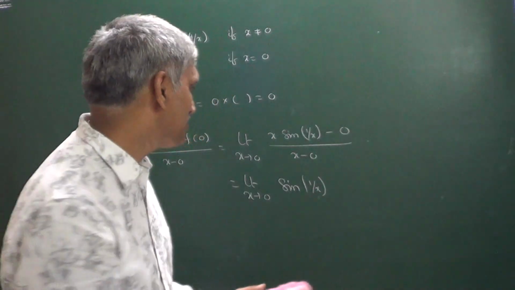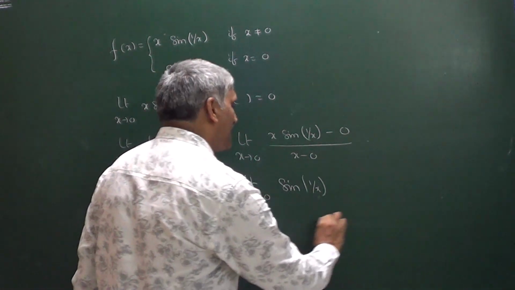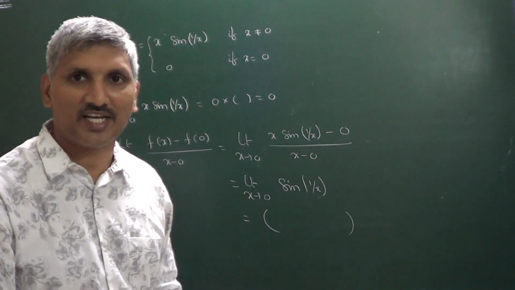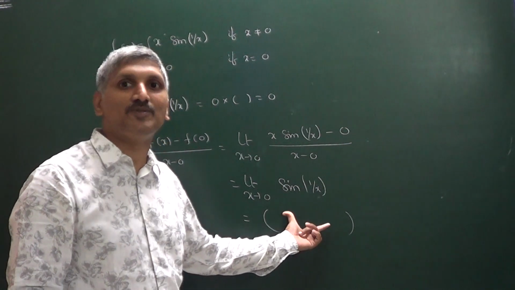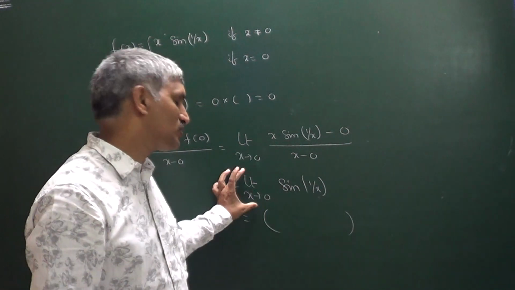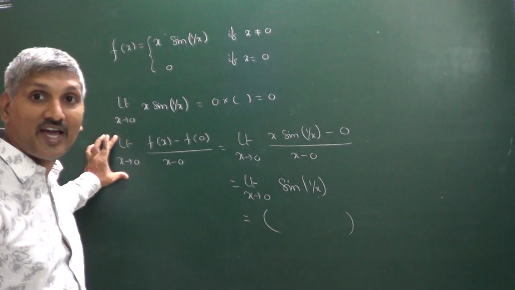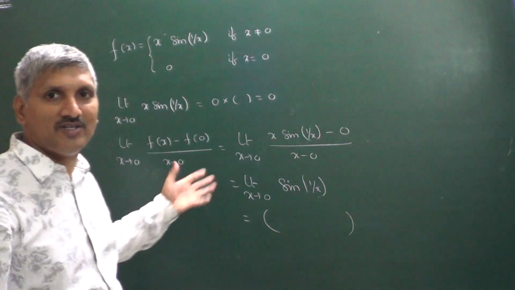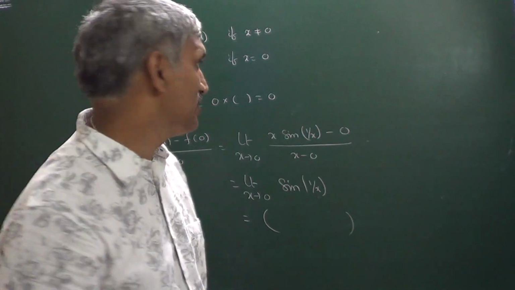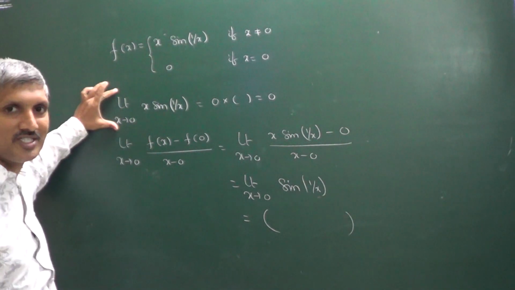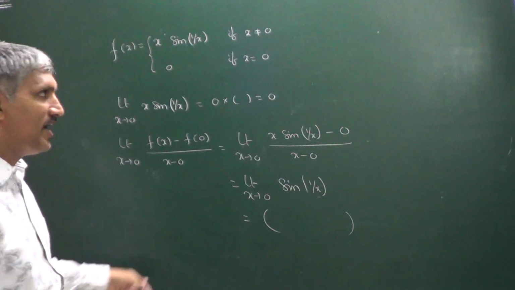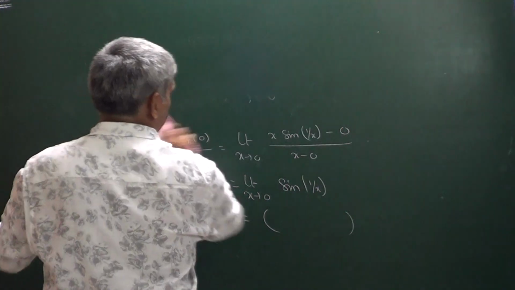Does not exist means this value oscillates between minus 1 and plus 1, but we can't say exactly what that value is. So that's why this limit does not exist. That is the reason the function is not differentiable at x is equal to 0. This function is continuous but not differentiable at x is equal to 0.